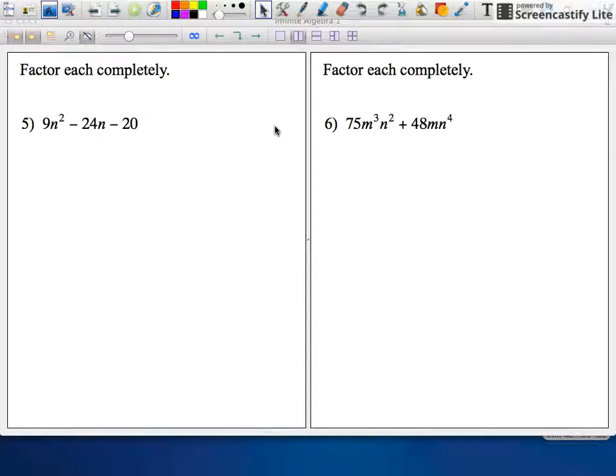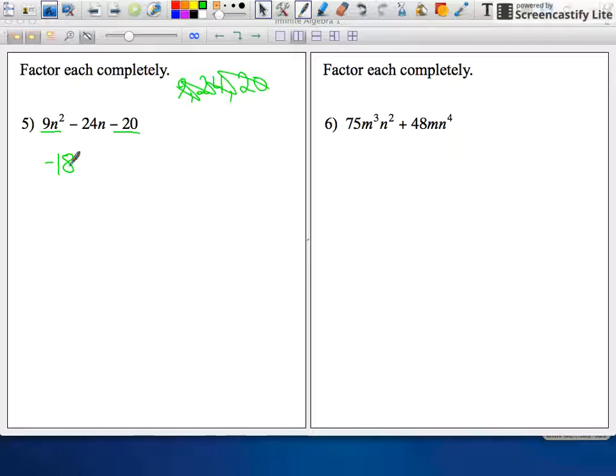On to number 5, we're still factoring completely. I can see that no number is going to go into 9, 24, and 20 evenly. My first thought was 3, because 3 goes into 9 and 24, but it won't work for 20. So we've got to just hop right into our box method by multiplying our outside terms.